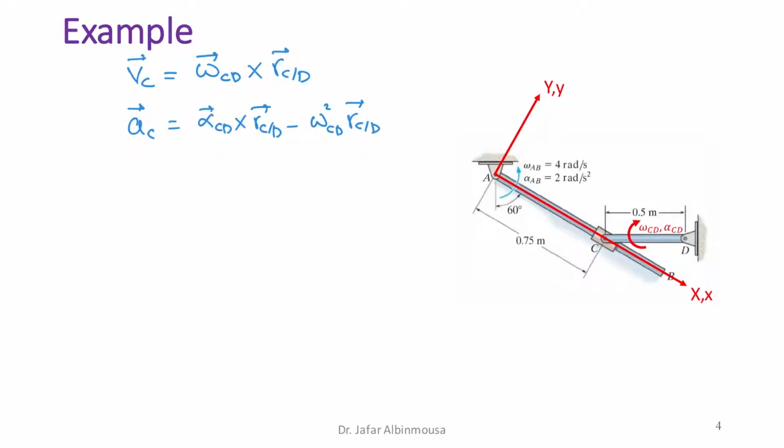If you look carefully here, we have the simple velocity equation because C with respect to D is just rotating about a fixed point. And for the acceleration, when we have a fixed point of rotation, the acceleration will have a tangential component, alpha r, which is tangent, and then a normal component, which is omega squared r.